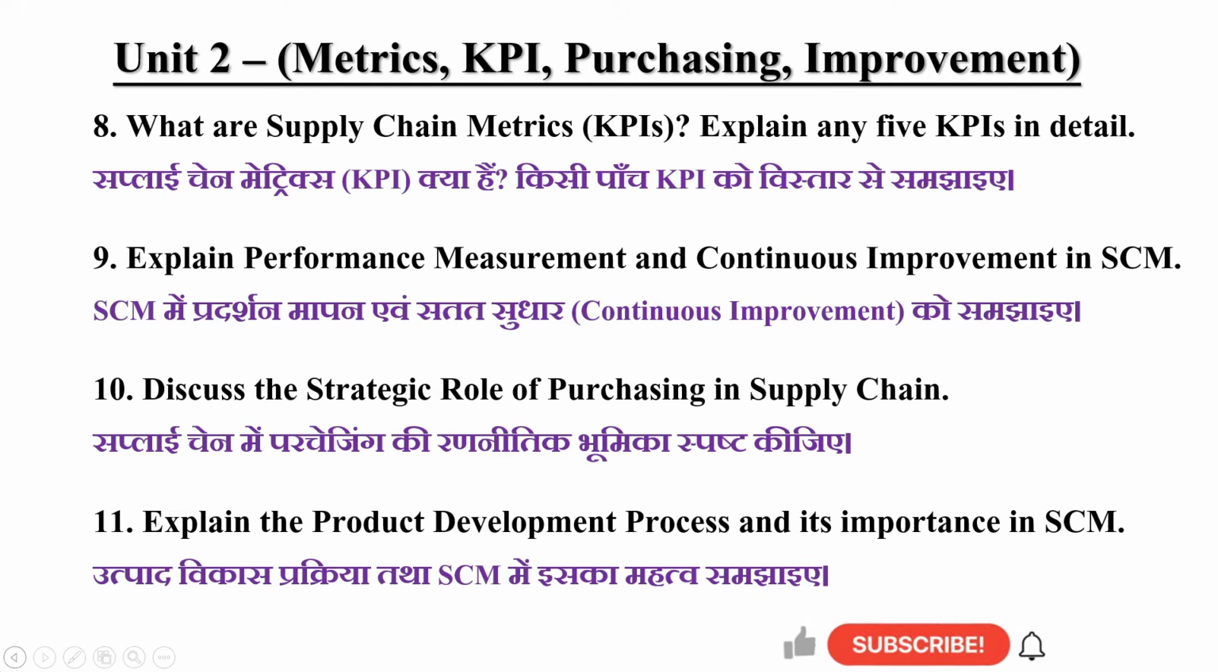KPI measures supply chain performance. Important KPI: order accuracy, on-time delivery, inventory turnover, fill rate, warehousing cost. This is one of the most expected questions. Question 9. Explain performance measurement and continuous improvement in SCM. Talk about how companies measure performance and improve it through Lean, Six Sigma, total quality management, etc.